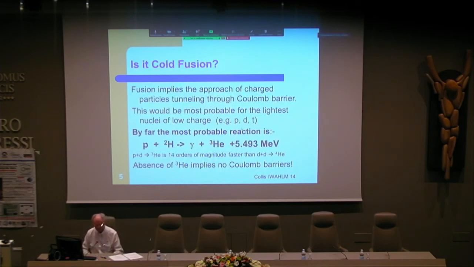The next question is, is it cold fusion? Fusion implies the approach of charged particles tunneling through a Coulomb barrier. I mentioned this problem just a few minutes ago. By far the most probable reaction is a proton and a deuteron producing a gamma and helium-3, as Conrad said. This reaction is about 14 orders of magnitude faster, given a constant distance between the nuclei, as the D plus D going to helium-4. So if we're proposing that there's any helium-4 formed by deuteronic fusion, we expect 14 orders of magnitude more helium-3.